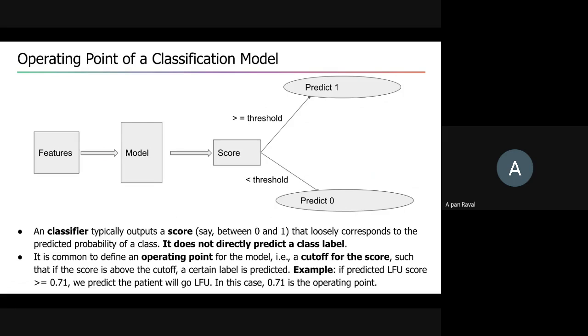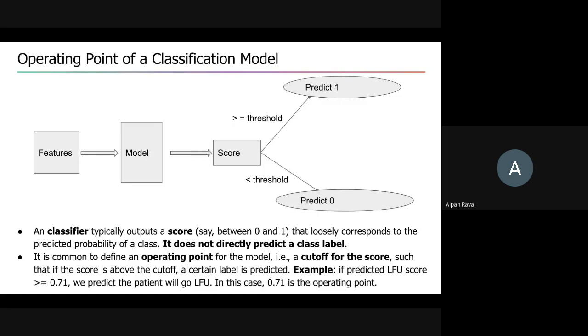Okay, so now that you understand what a classification model does, at least a binary classifier, you understand that it predicts each individual or each data point to be in one of two classes. So how does it operate? This is how we've discussed a classification model so far.